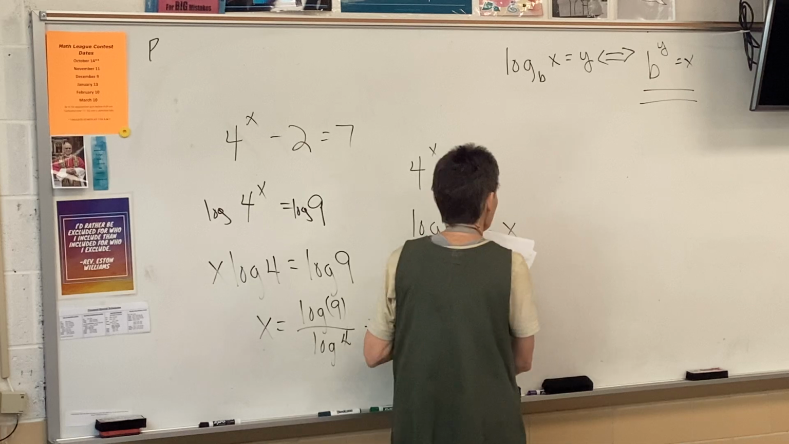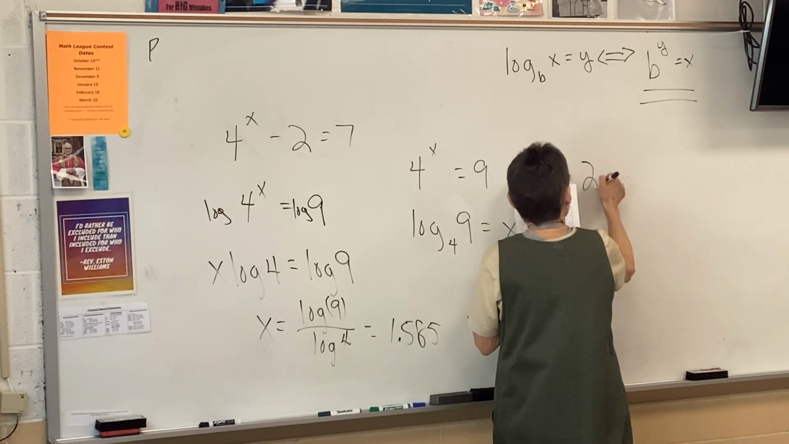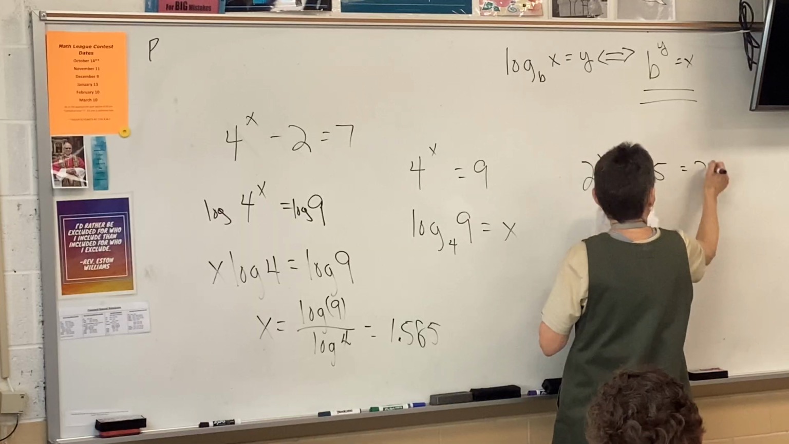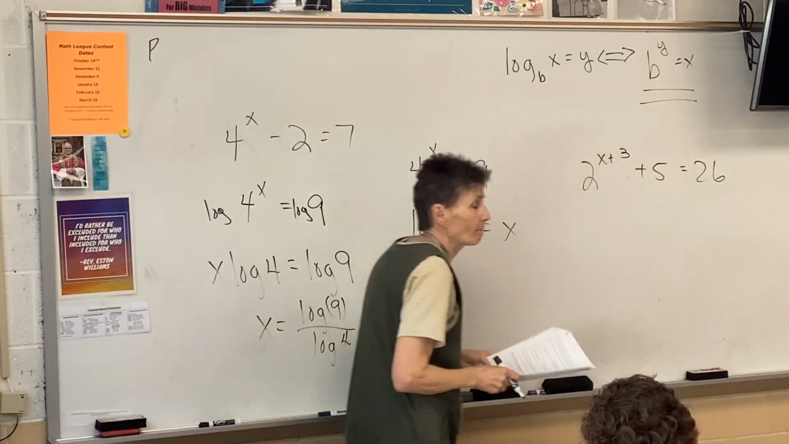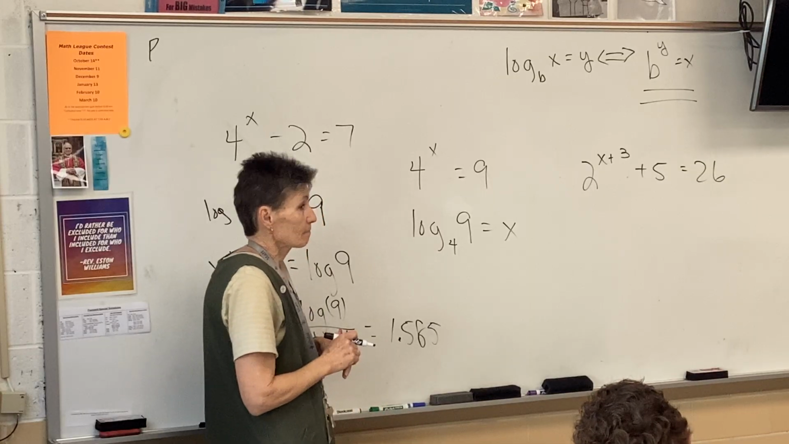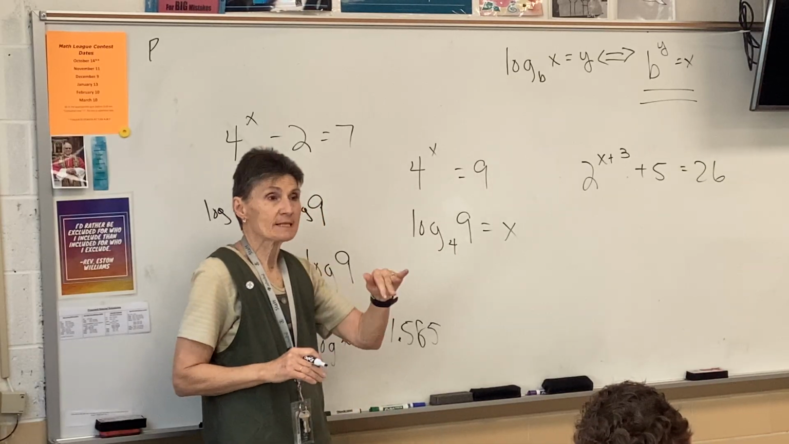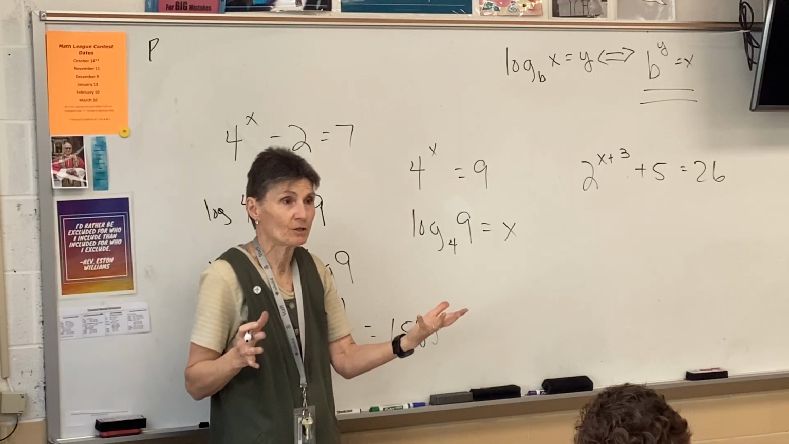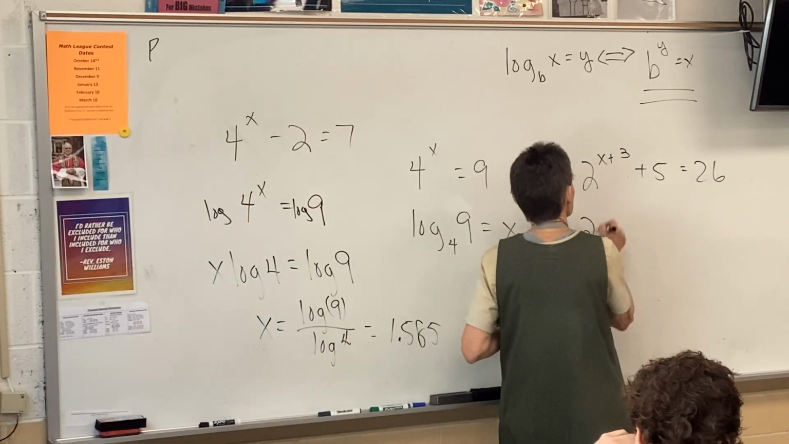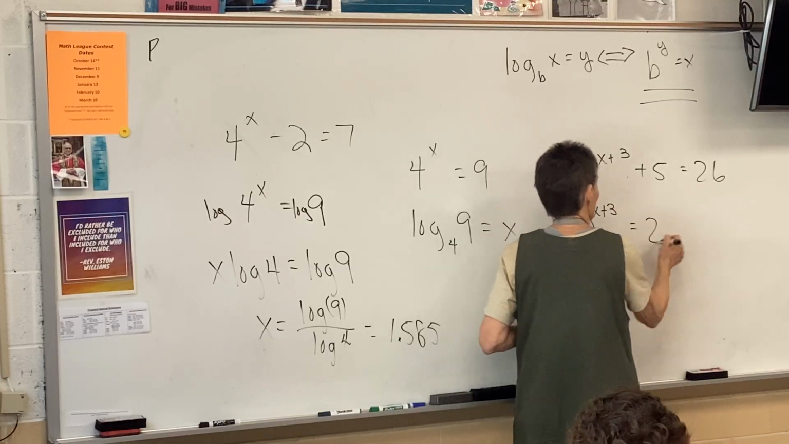All right, let's try B. 2 to the x plus 3, plus 5 equals 26. Now, everybody's going to start the same way. That's the first thing you have to do. We got to move on. So 2 to the x plus 3 equals 21.